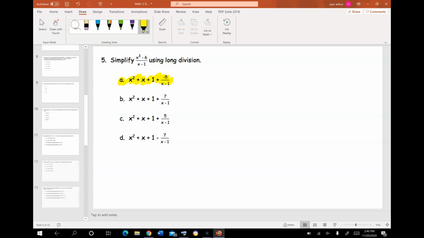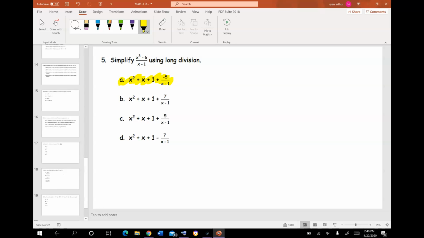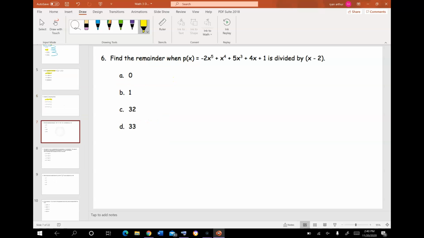All right, let's see. How many slides we got? 22. Okay, cool deal. All right, 7. Find the remainder when this is divided by this. All right, to find the remainder, remember that when you plug in a number, so f of a number equals the remainder.